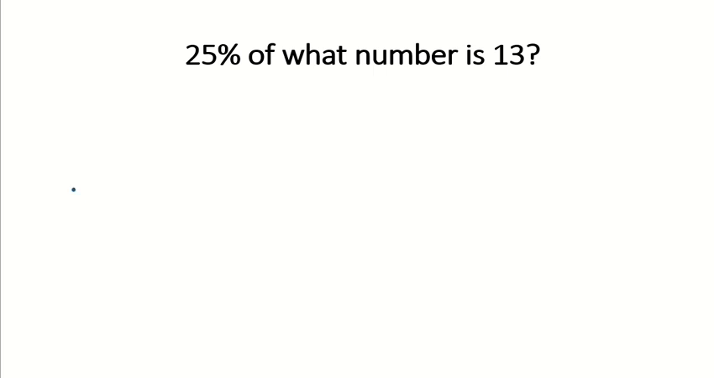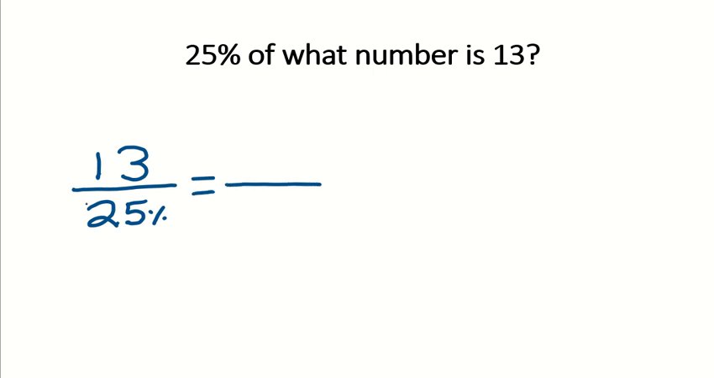Well, to answer that question, we're going to utilize our friendly neighborhood proportion. We're going to go ahead and put 25% in the denominator, and we're going to put 13 in the numerator. What that tells us is that 13 represents 25% of the whole number. But that begs the question, what is 100% of the whole number? We don't know, but we're going to figure it out using this proportional relationship.